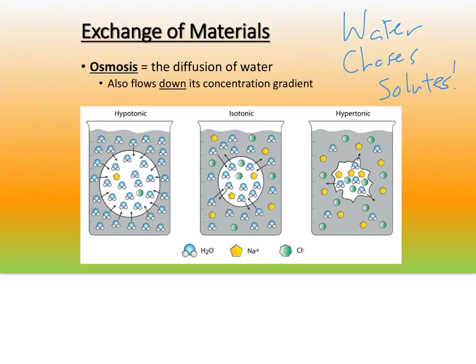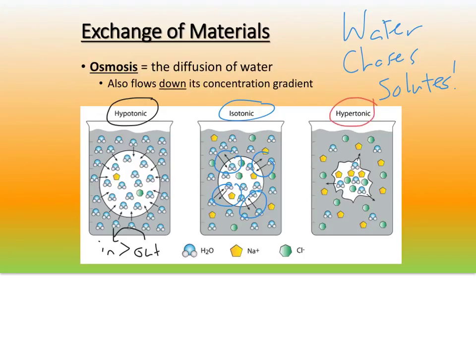So if we start here in the middle, isotonic solution, equal solutes inside the cell and outside the cell. So you'll notice that water moves equally both directions, and the cell maintains its shape. Hypotonic solutions are going to have less solute outside than inside. Right? And so since water chases solutes, water will go into the cell, and the cell will swell up and potentially burst.